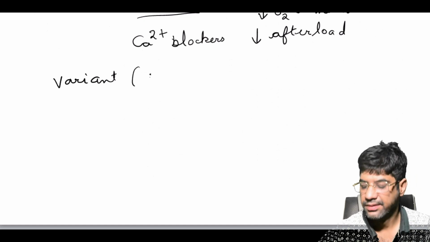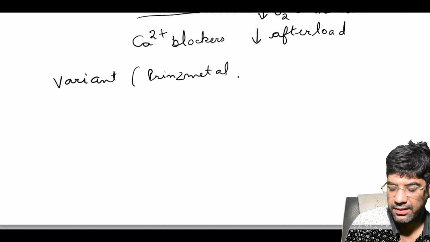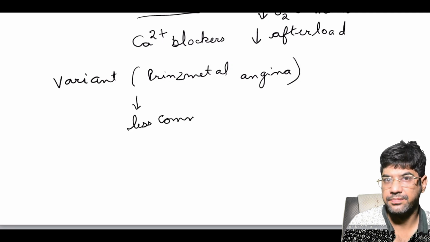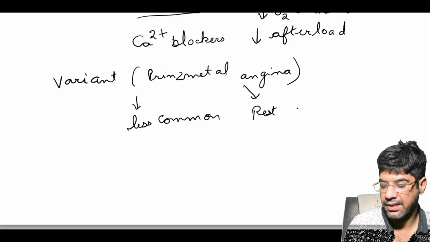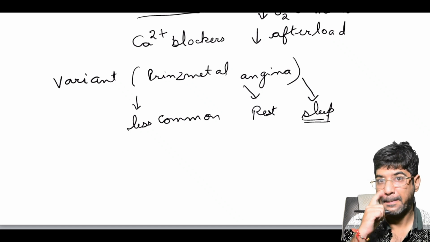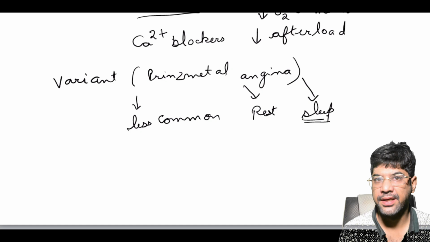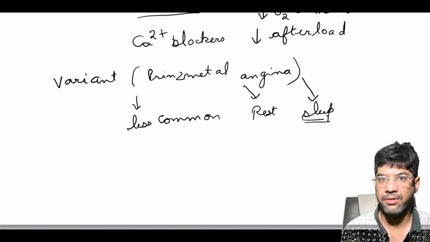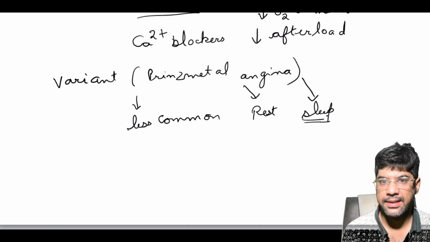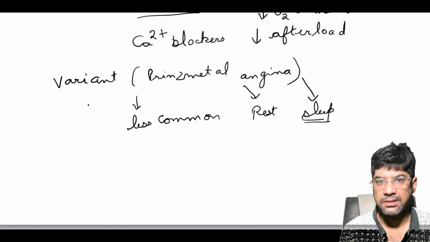The second form is variant or Prinzmetal angina. Remember, this form of angina is less common and it occurs at rest or even during sleep. The attacks are unpredictable and they are caused by transient coronary vasospasm, which is sometimes superimposed on atherosclerotic coronary artery disease. This type of angina is caused by abnormal reactivity of the coronary arteries that leads to temporary spasm and reduced blood flow. These spasms can occur in both healthy and diseased arteries.